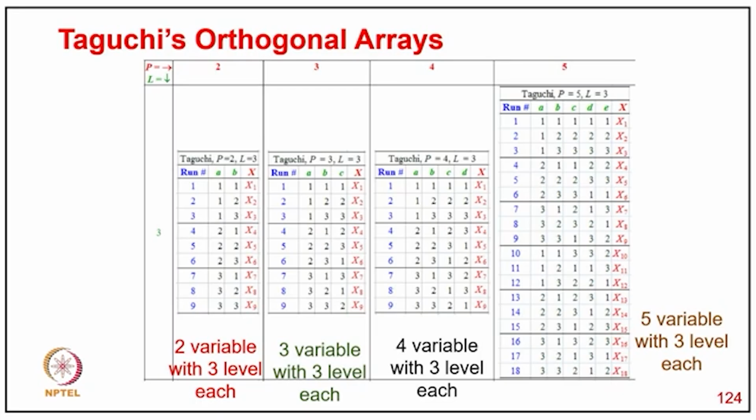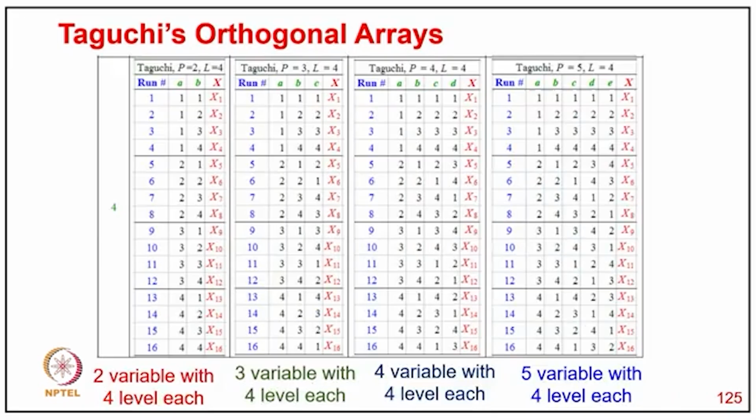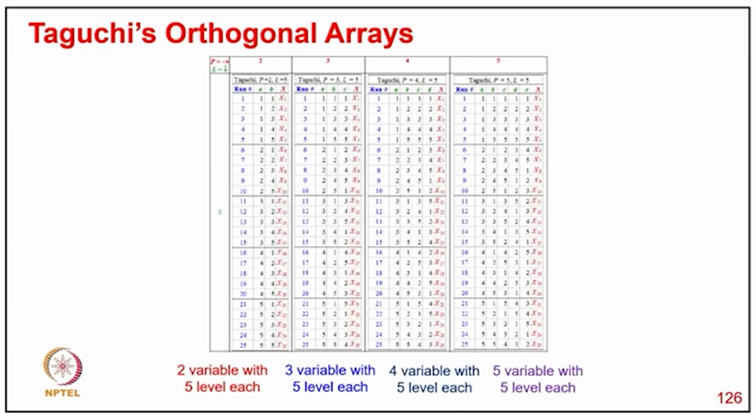So here are the 3 levels, and how the array gets formulated with p equal to 2, 3, 4, 5 variables with 3 levels, and similarly with the 4 levels, how the Taguchi array changes with 2 variables, 3 variables, 4 variables, and 5 variables, and again with 2 variables with 5 levels, how this Taguchi array changes for 2 to 5.